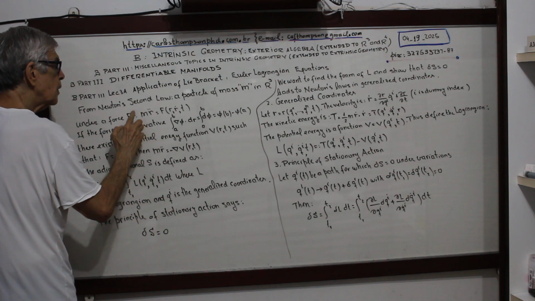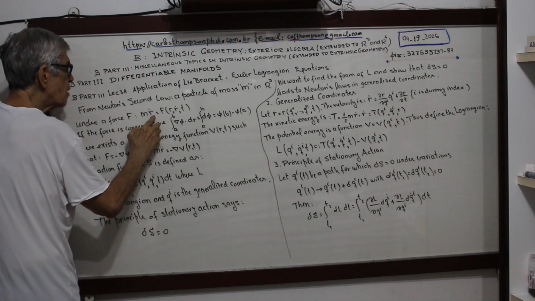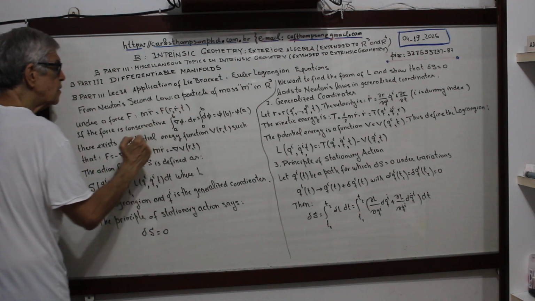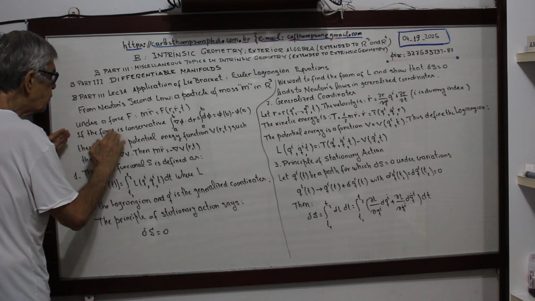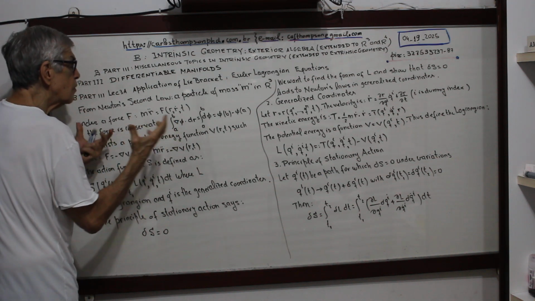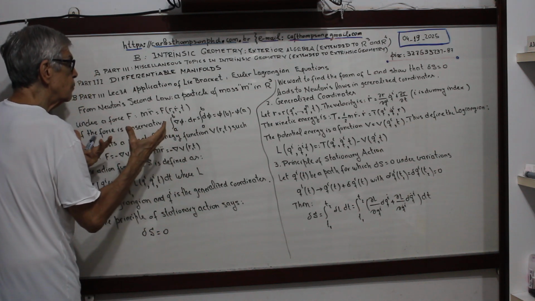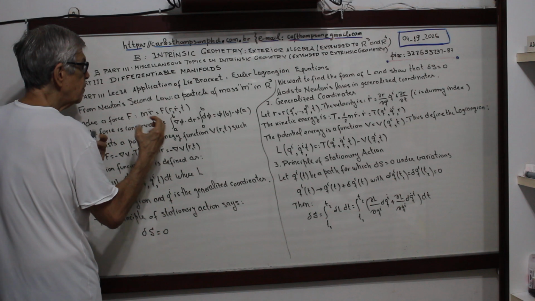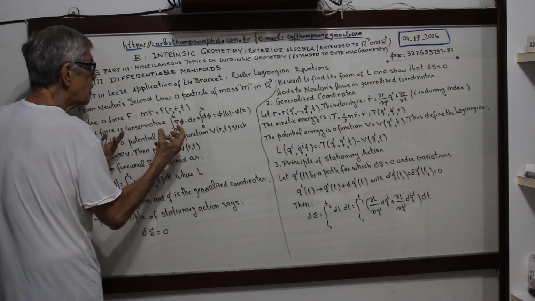is equal to m times the acceleration. This is a vector, a function of position vector, velocity, and time. If the force is conservative, what is conservative? You see, the force can be expressed as a gradient of a scalar.